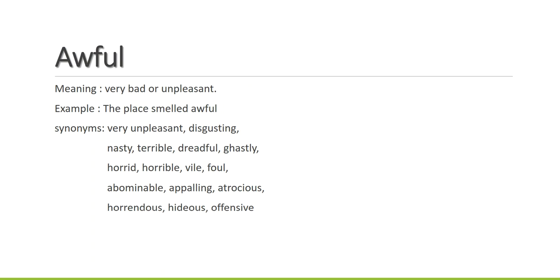And the next one is awful. The meaning of awful is very bad or unpleasant. Example of awful: the place smelled awful. Synonyms are very unpleasant, disgusting, nasty, terrible, dreadful, ghastly, horrid, horrible, vile, foul, abominable, appalling, atrocious, horrendous, heinous, offensive.